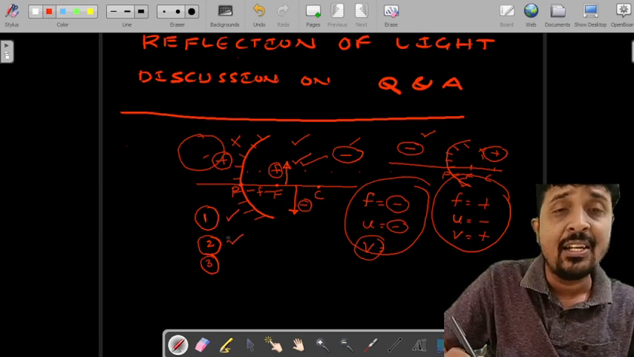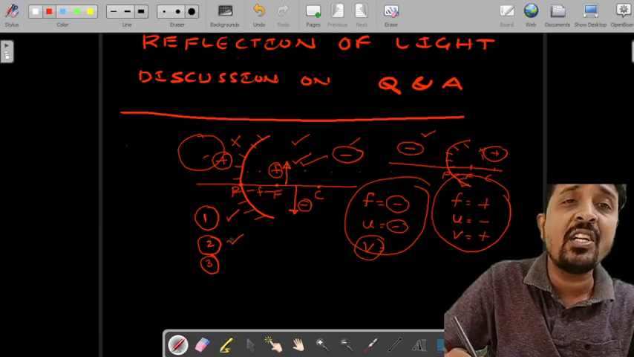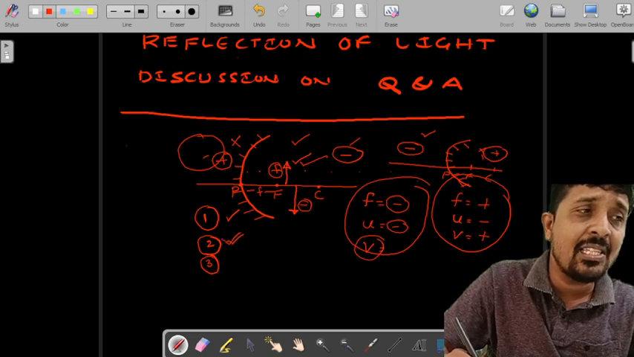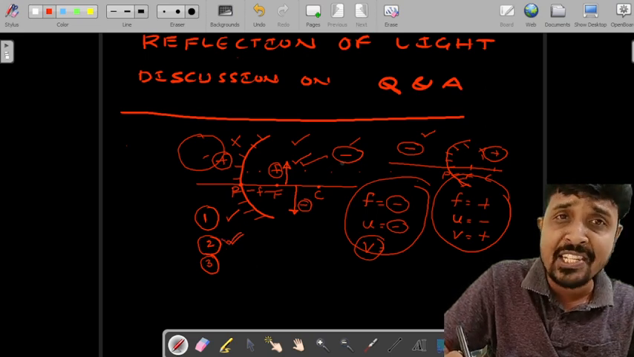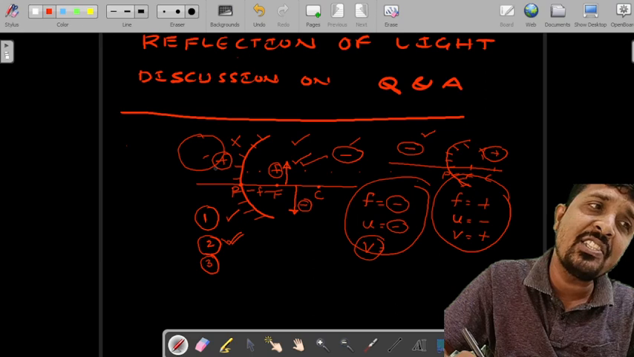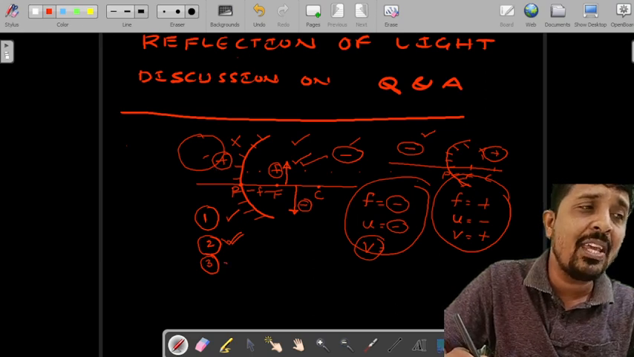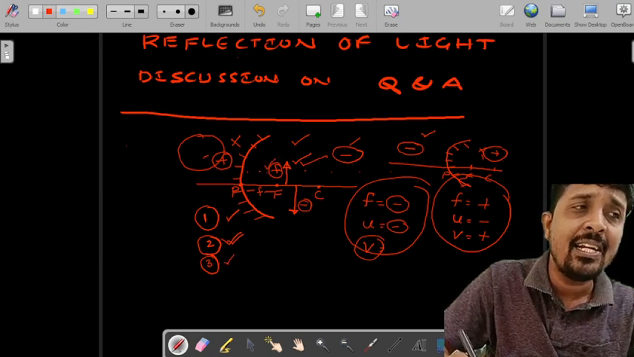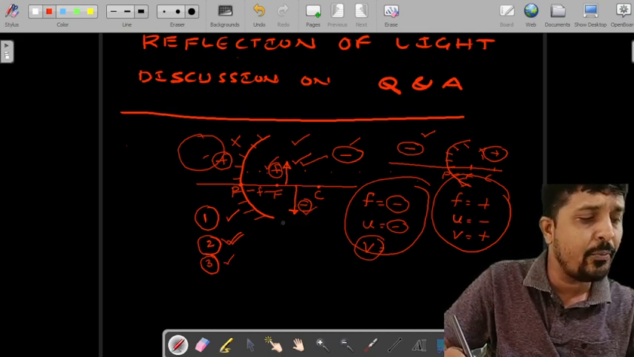The first one is distances are always measured from the pole. The second one is the direction of the incident ray is always taken as positive. Opposite to that is taken as negative. Rule number 3 is if the image is erect, its sign is positive. If the image is inverted, its sign is negative.